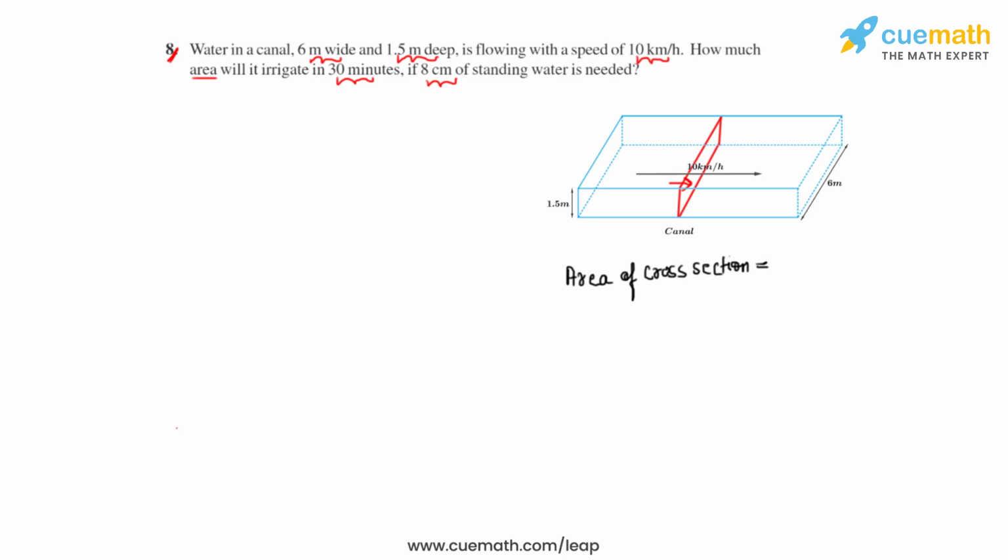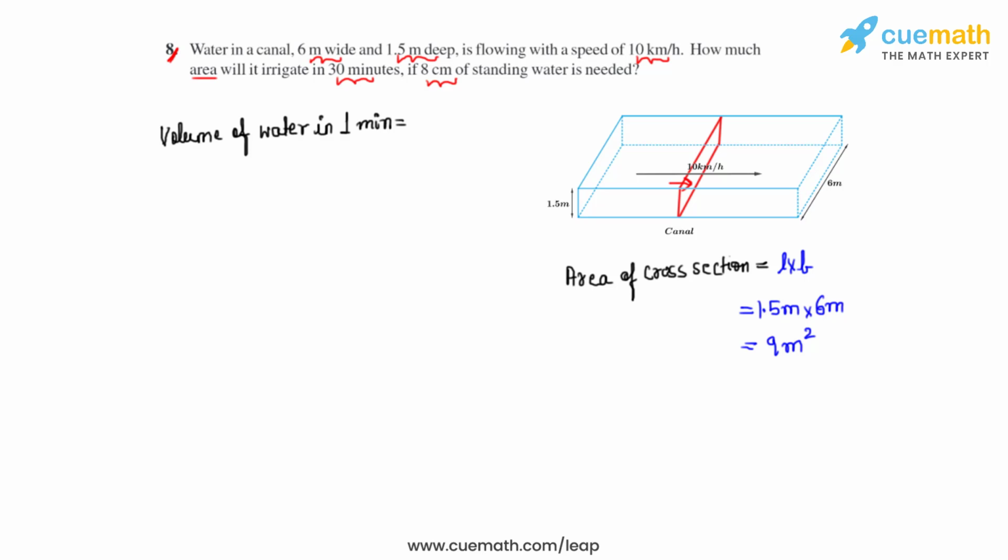So we'll have to find the area of this rectangle, and that will be length into breadth. So if we substitute the values as 1.5 meters times 6 meters, we get the area of cross section to be equal to 9 meters square.